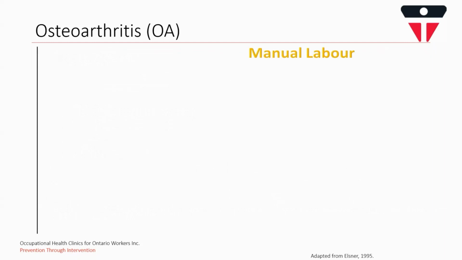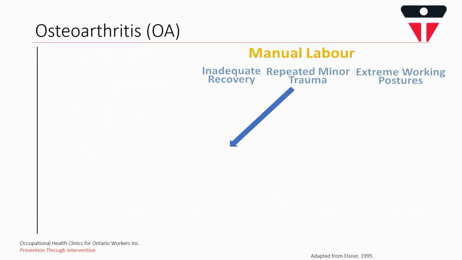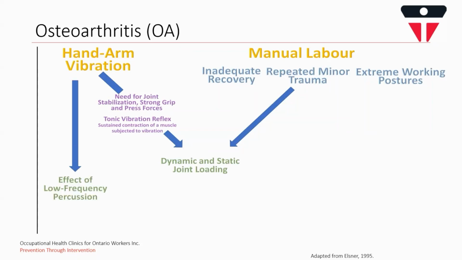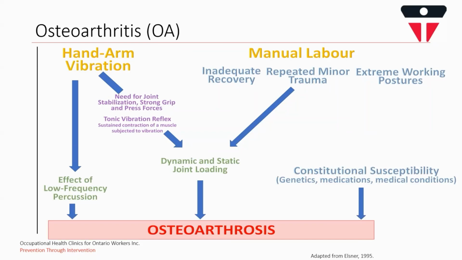Now, Elsner in 1995 proposed this mechanism of injury: manual labor, including inadequate recovery periods, repeated microtrauma, extreme working postures, combined with hand-arm vibration that resulted in a need for strong joint stabilization and grip forces, as well as a tonic vibration reflex, the sustained contraction of a muscle which is subjected to vibration, combined with dynamic and static joint loading, as well as the effect of low-frequency percussion, as well as genetics, medications, and medical conditions, all work to combine into osteoarthritis.